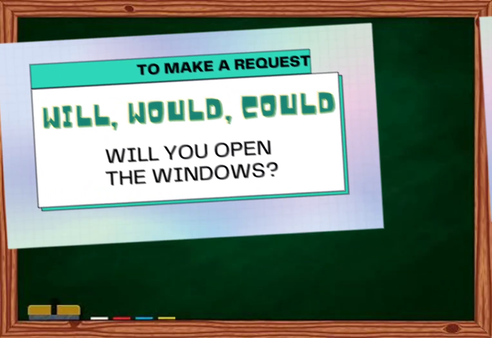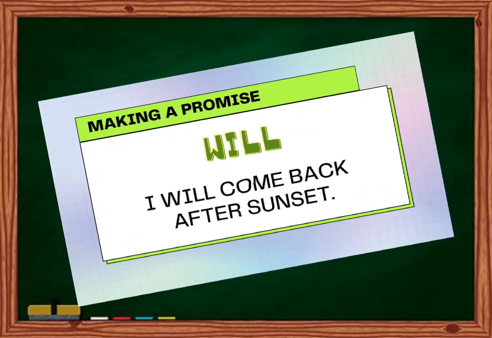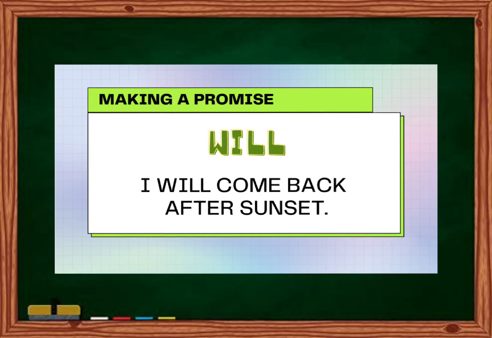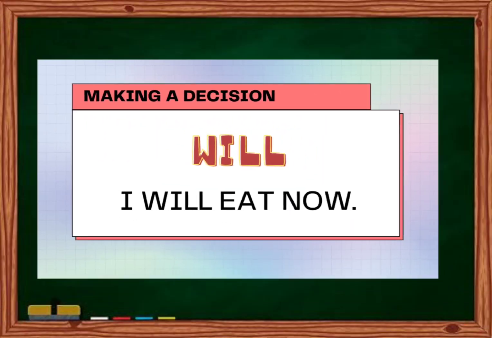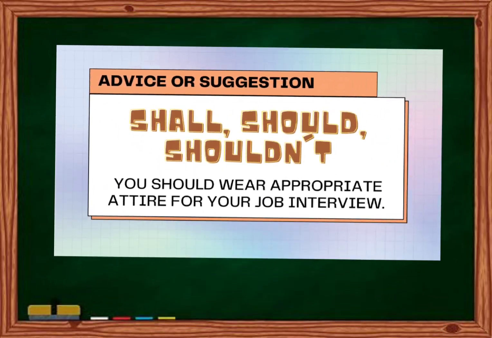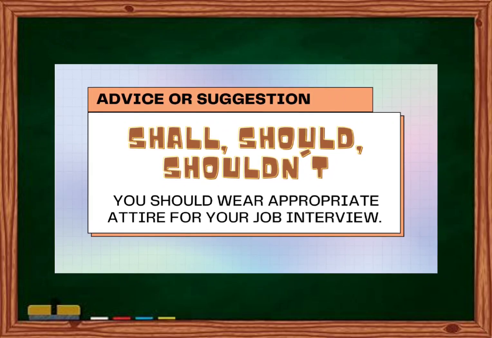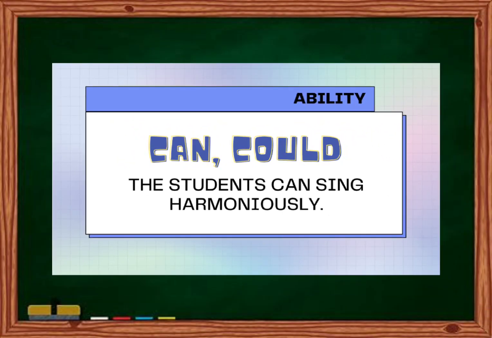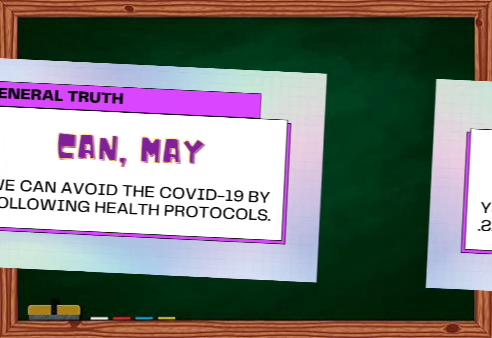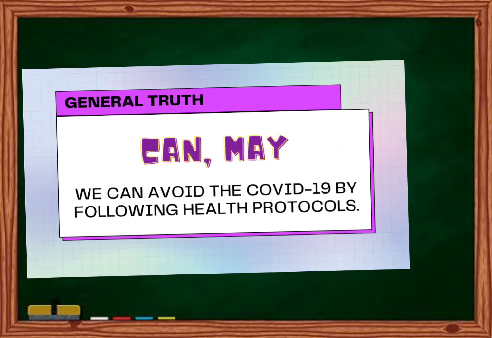To make request, will, would, and could. Will you open the windows? In making promises, will. I will come back after sunset. For making a decision, will. I will eat now. For giving advice or suggestion, shall, should, shouldn't, or should not. You should wear appropriate attire for your job interview. For ability, can, could. The students can sing harmoniously. General truth, can, may. We can avoid the COVID-19 by following health protocols.